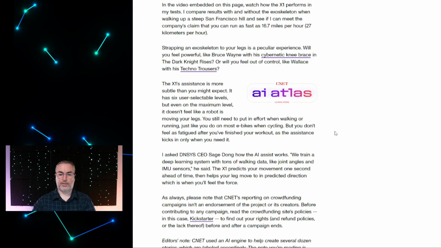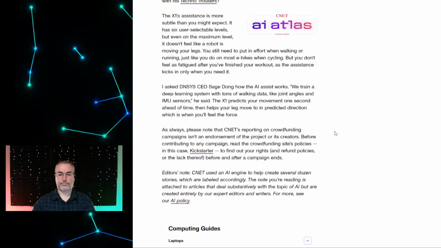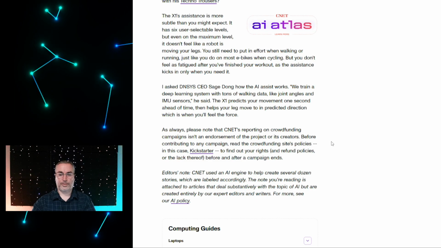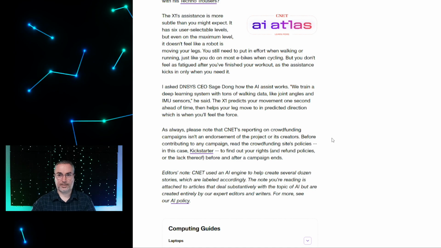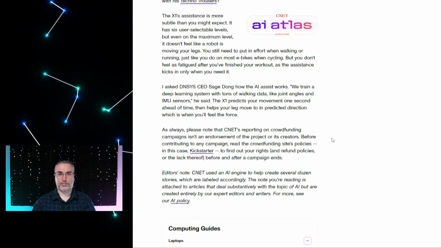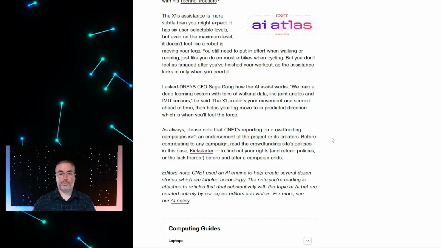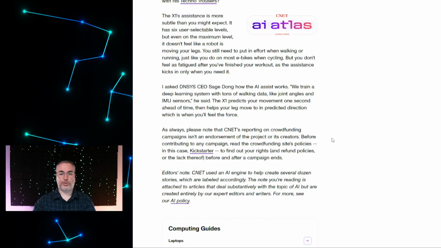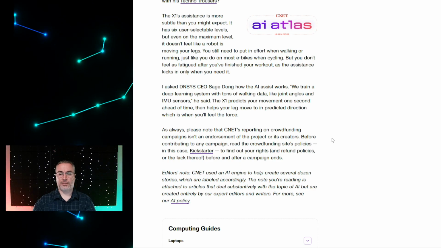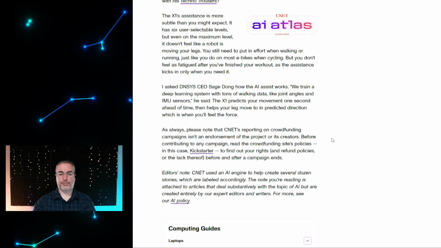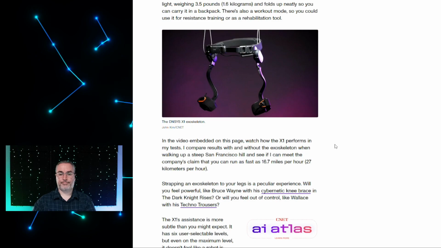I wonder what if the assistance kicks in late, or the battery starts to die, so you're kind of stuck in the middle of the road. You might need it immediately before you really got going. Well, it says the X1 predicts your movement 1 second ahead of time and helps your leg move in the predicted direction, which is when you feel the force. So it reads your mind.